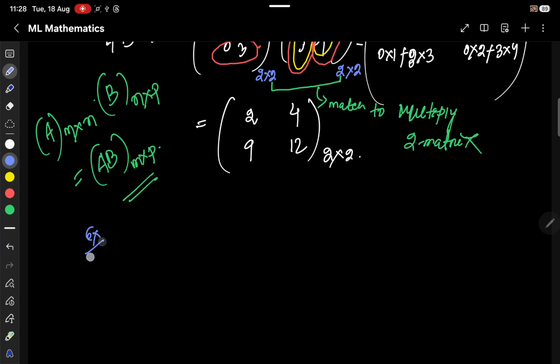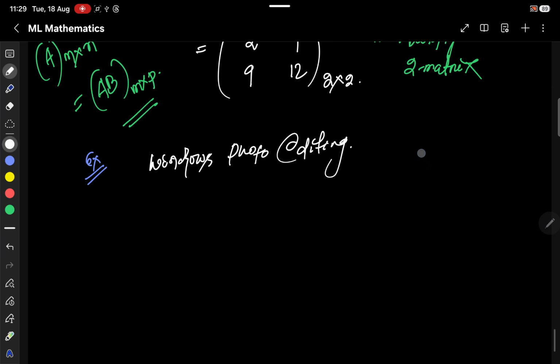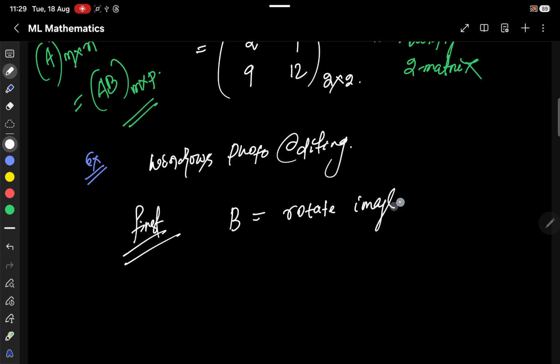If we look closely, everyone watching this video will be doing some kind of editing. Let's say we are doing Windows Photos editing. While doing photo editing, first I'm rotating the image.